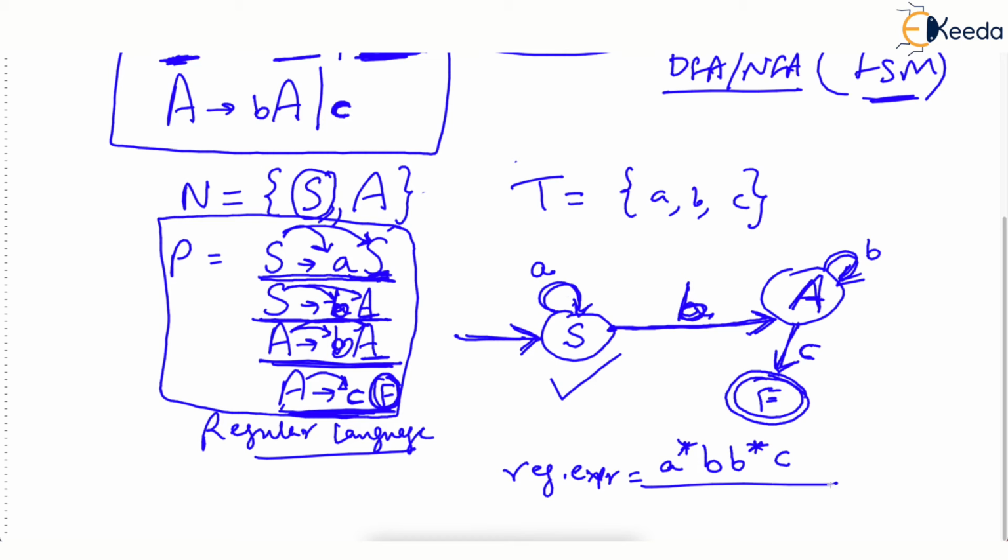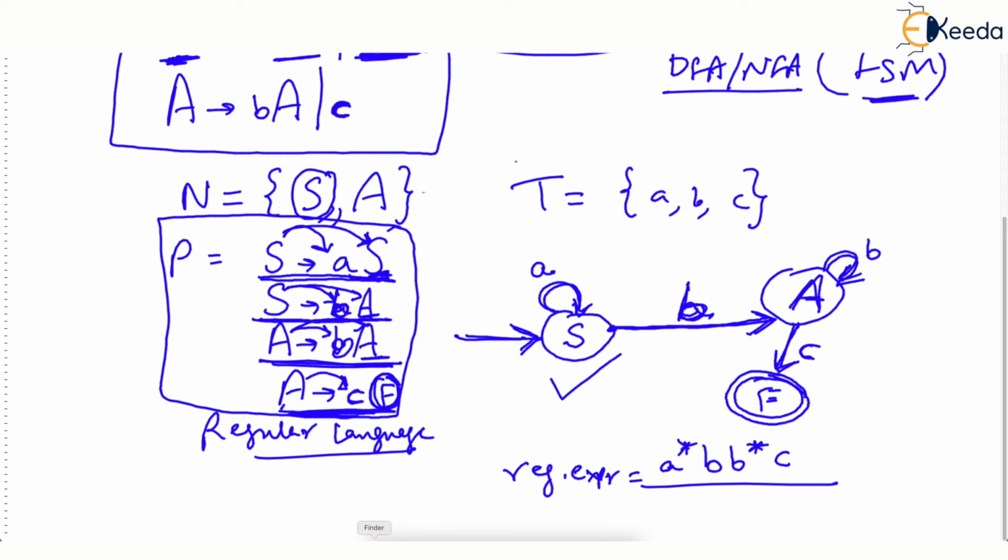That's it. How will you describe the language? This language has all strings which has 0 or more a's, followed by a compulsory b, single b, followed by 0 or more b's, and all the strings end with c. Compulsory, the last letter is c, and there is only one c, one single c at the end of all the strings.